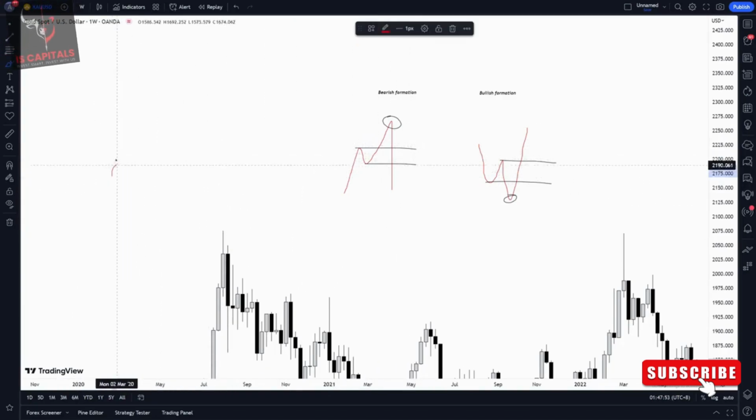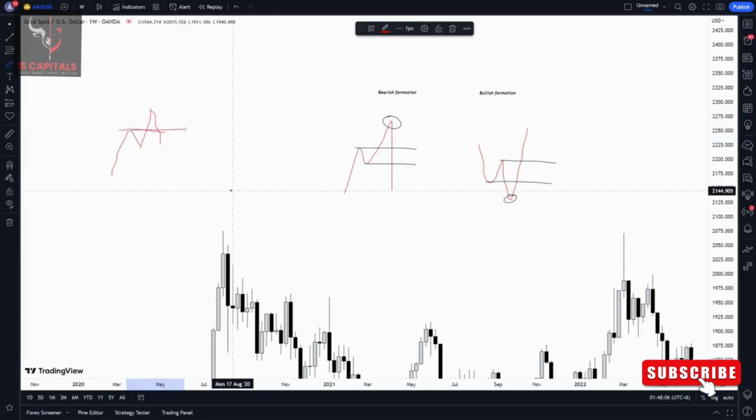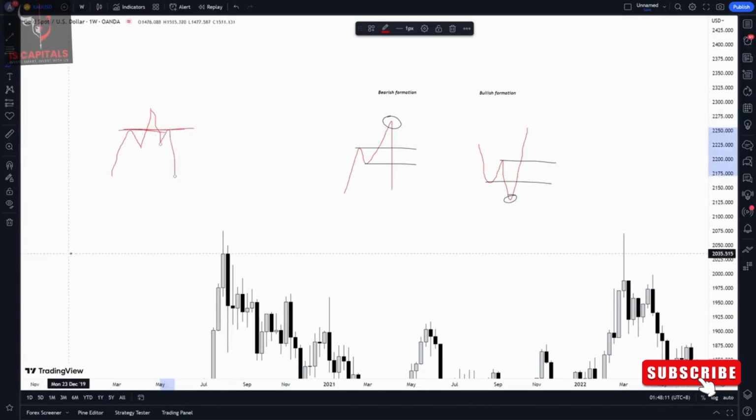A left shoulder is simply comprised of a resistance that gets broken. So now you're thinking, what? This is a resistance that gets broken. What's this? RBS, resistance, break, becomes support. Price comes back, I'm going to buy, but boom, candle closure below. Then this becomes a left shoulder. Same thing over here.